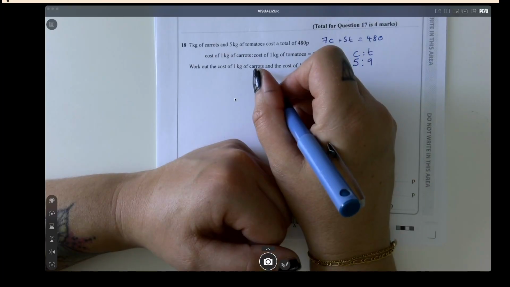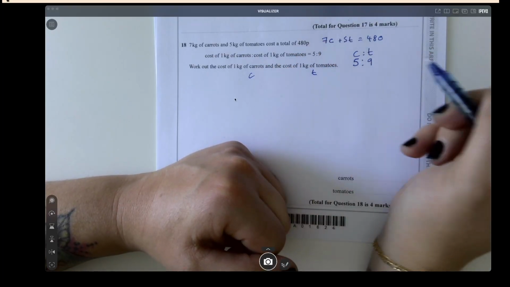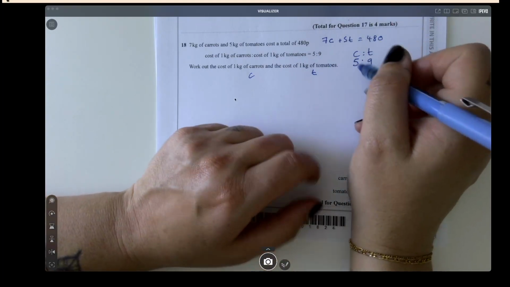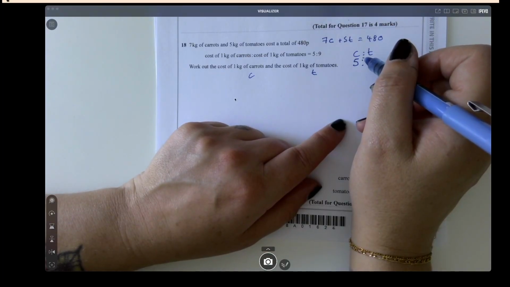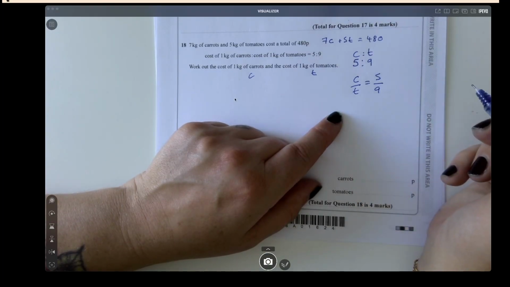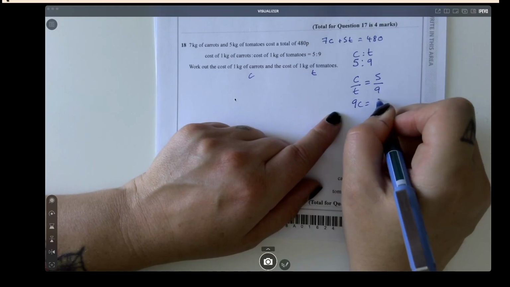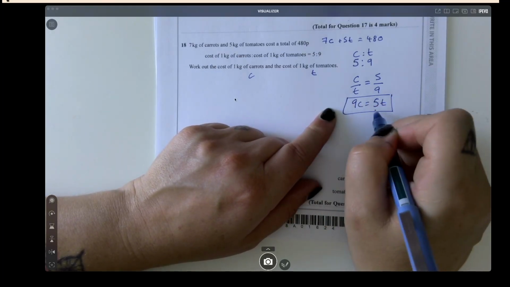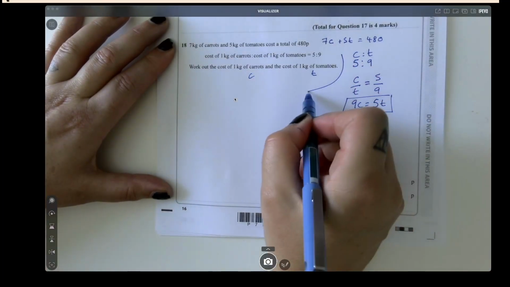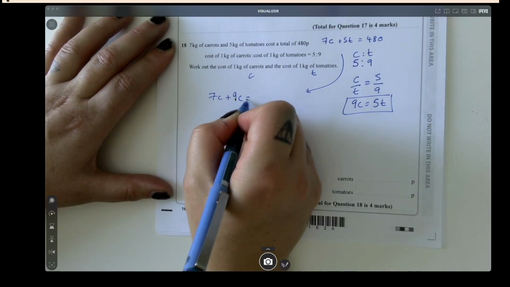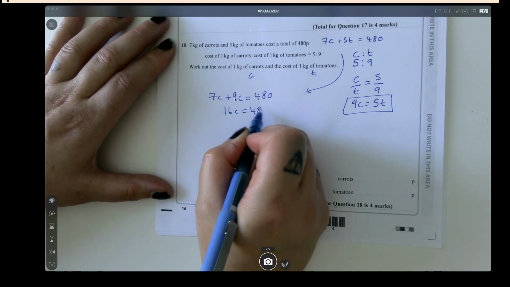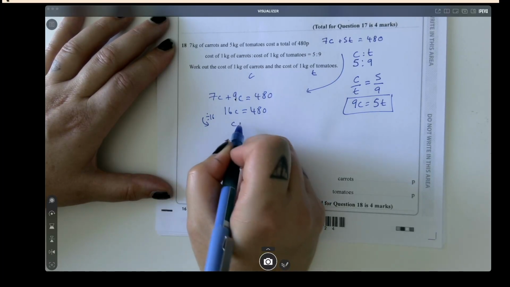So we're trying to find the value of C and T is what we're trying to do here. So I've got an equation here in terms of C and T, but let's see if I can make an equation in terms of C and T out of this ratio. So C divided by T is equal to 5 divided by 9, which means that 9C is equal to 5T. Well, if 9C is equal to 5T, I can replace 5T in this equation here with 9C. So if we go to here, 7C plus 9C is equal to 480. 7C plus 9C is 16C. So then if I divide by 16, C is equal to 30.